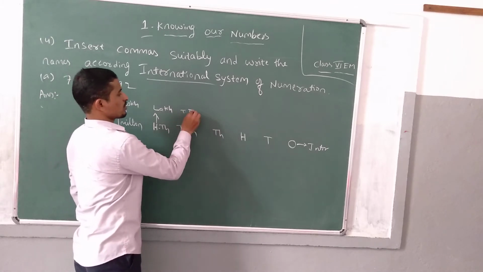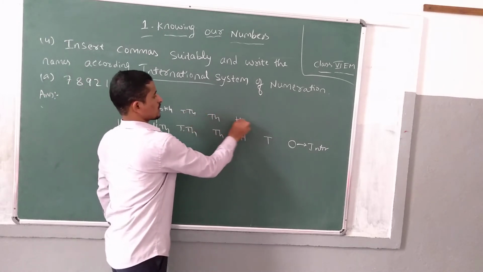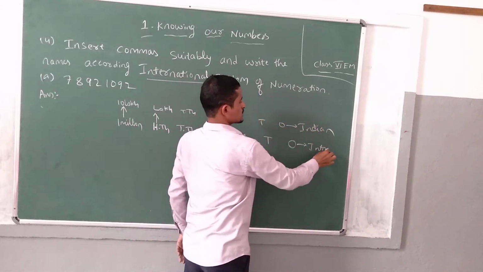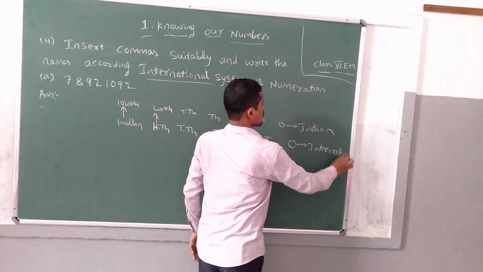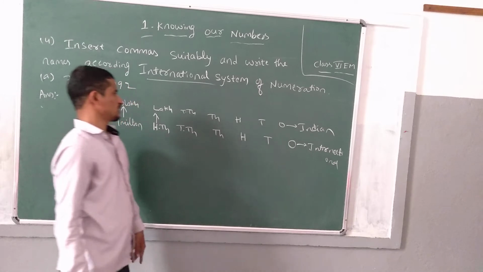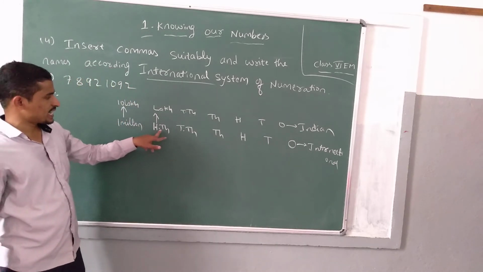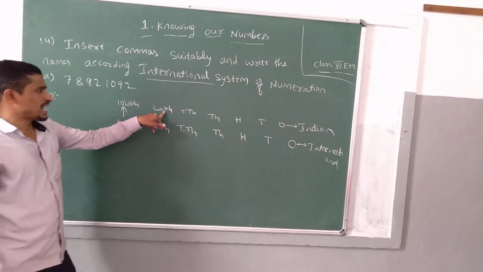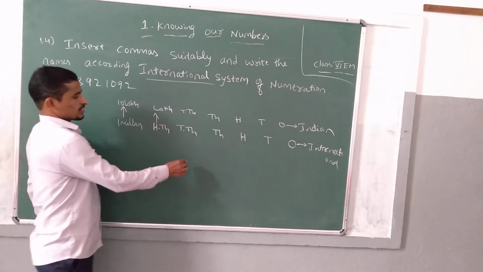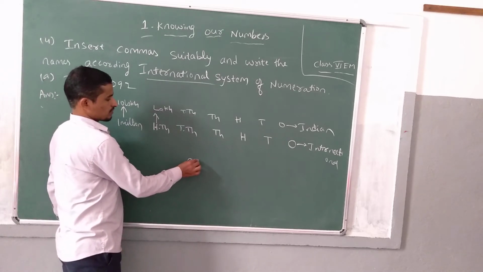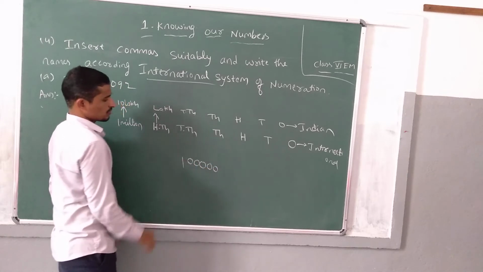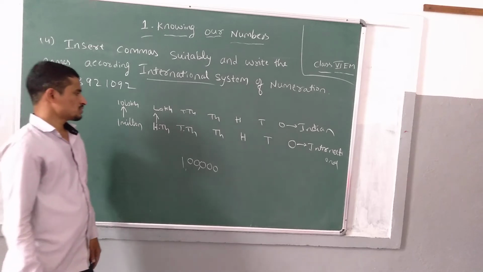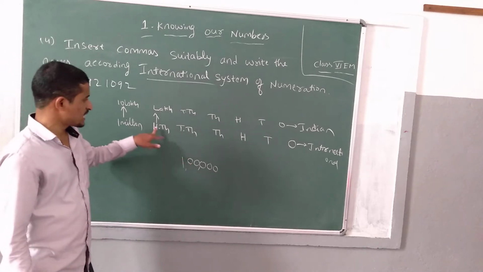This is Indian system. Upside I am writing 1000, 100, tens, ones. This is Indian system. This is international system. Okay, so in international system we are taking as 100,000. So in the Indian system it is considered as lakh. In lakh how many zeros are there? 5 zeros are there. Okay, this is a lakh, 1 lakh. Okay, so in international system this can be read as 100,000.